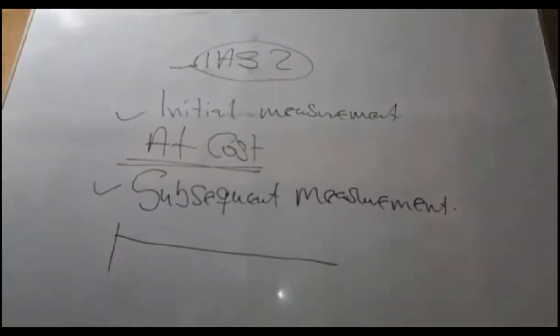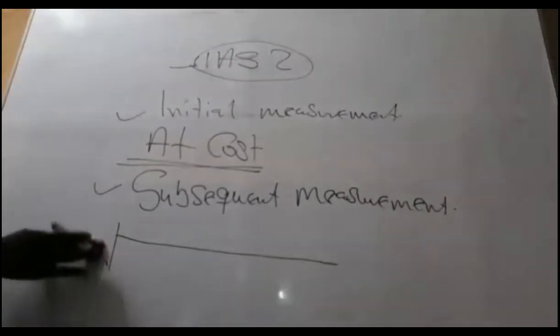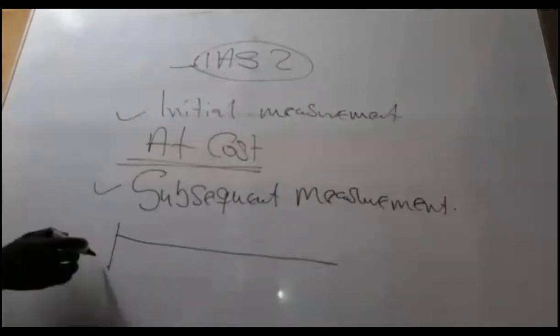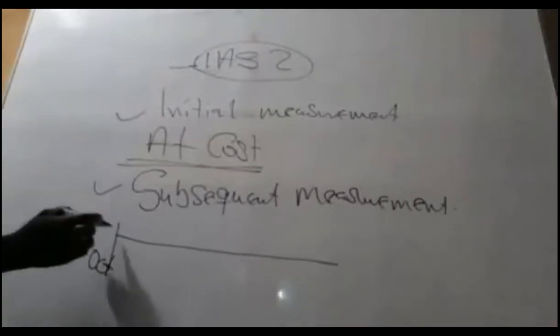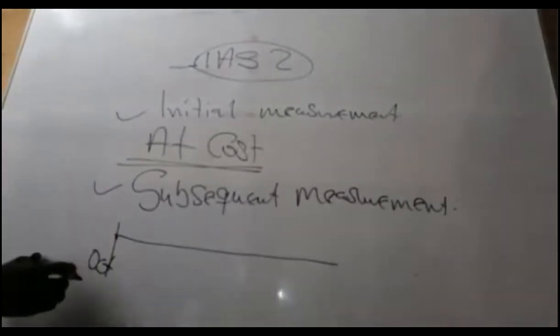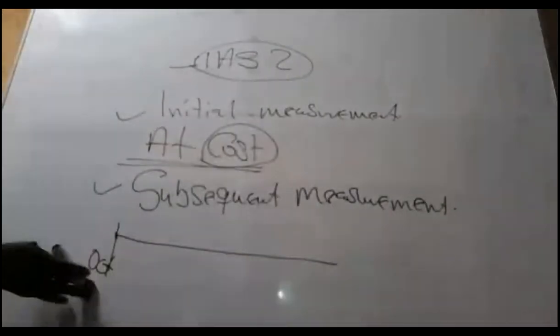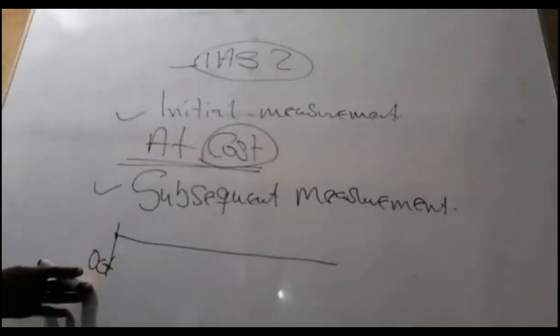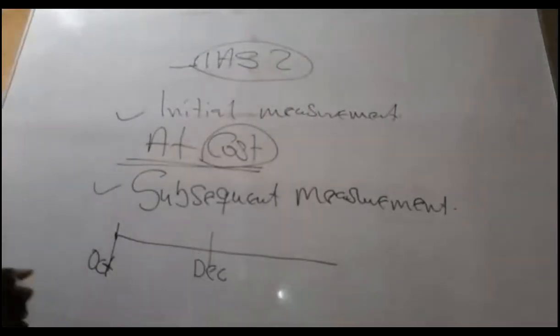If you acquired your inventory, maybe 1st January or around October, you bought some goods. The standard is saying, how do you get a value? Initial measurement must be at the cost at which you acquire the goods. Subsequent is the next reporting period. That's what you mean by subsequent measurement.